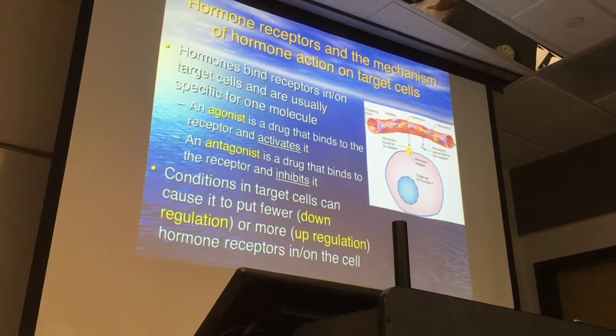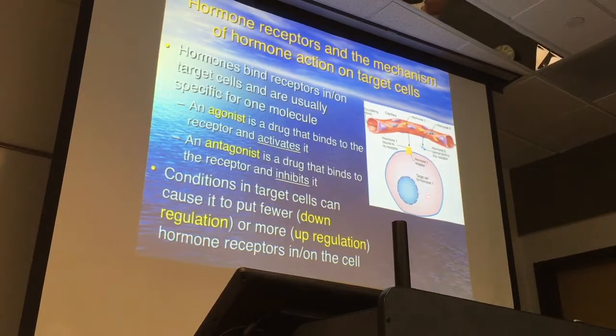Okay? Now, this may seem kind of confusing, but certain conditions, other factors affecting the target cell can cause it to put more receptors on its surface or in it, or fewer. If a cell responds to certain signals and puts more receptors, that cell is said to have upregulation.